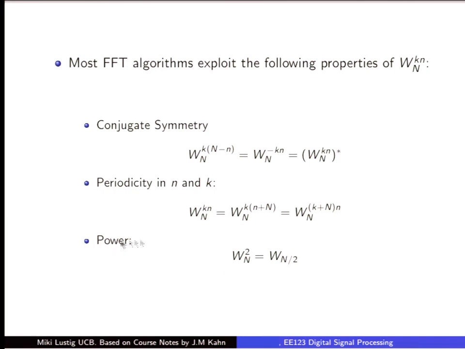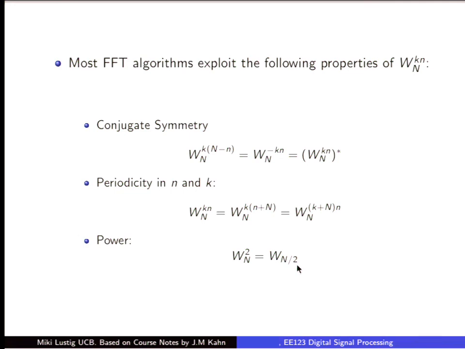And then the other one, which is really useful: if you take a power of that, it's equivalent to computing w sub N over 2. It's exactly the same. It kind of makes sense because you go faster. If you go faster, it's like not having everything, like just going on a smaller clock.